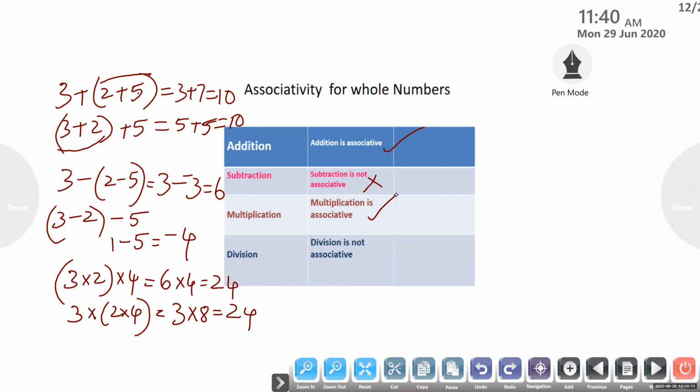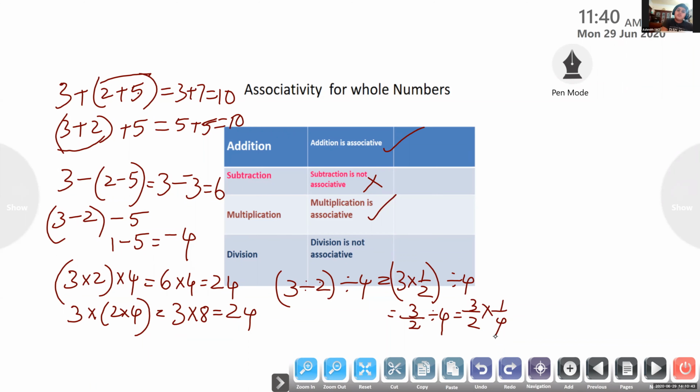Now we will check division. That is, bracket 3 divided by 2, first, divided by 4. So it is equal to 3 into 1 by 2, since 2's reciprocal is 1 by 2, divided by 4. So it is equal to 3 by 2 divided by 4. It is equal to 3 by 2 into 4's reciprocal, which is 1 by 4. So it is 3 by 8.